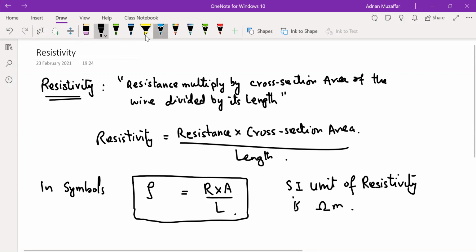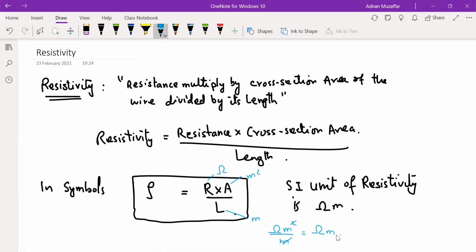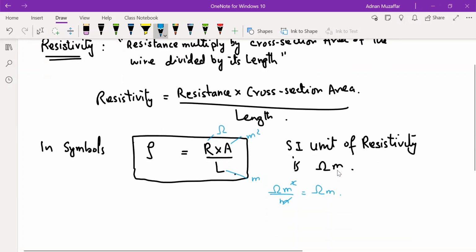And how can we write ohm into meter? What is the unit of resistance? It's ohm. What is the unit of area? It's meter square. What is the unit of length? It is meter. So it means ohm into meter square over meter. One meter will be cancelled out, so you will get ohm into meter. Many times they have asked this in MCQs: the unit of resistivity, they gave 4 options and definitely ohm meter is one of the options. So you should know the unit of resistivity.